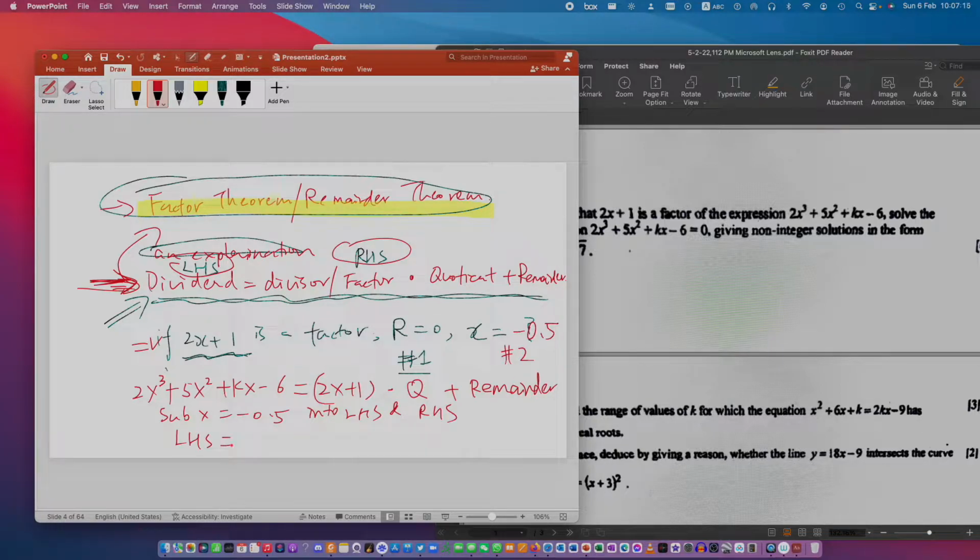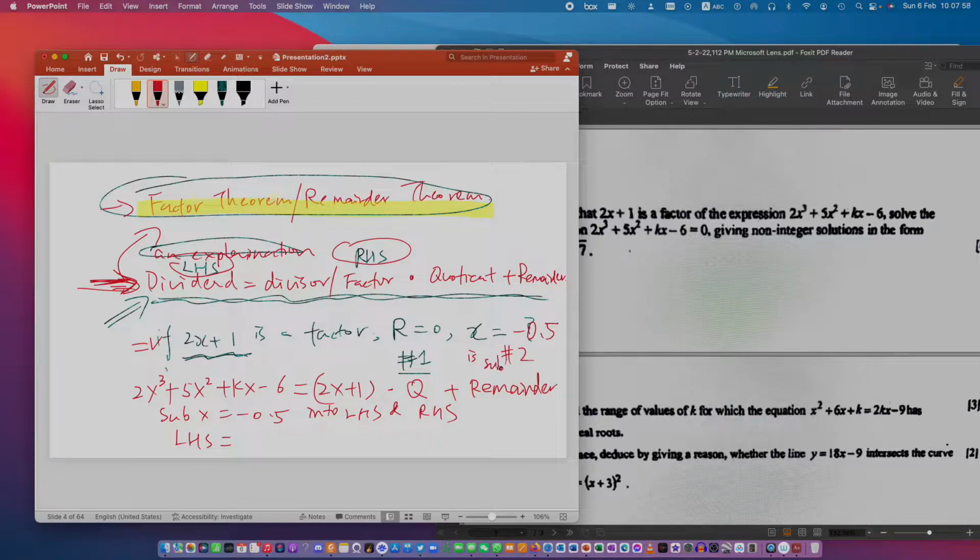Wait, I have a question. Okay, good. The way I do it is, I don't say "let x equal". In fact, you should have a conclusion. Remainder equals 0 is the number 1 conclusion, because that is a factor. Number 2 conclusion is x equals -0.5. It's not "let". If you let it equal to this, then I could let it equal to 1. So I must first say that since 2x plus 1 is a factor, the remainder is 0 and x equals -0.5 is subbed into the equation.